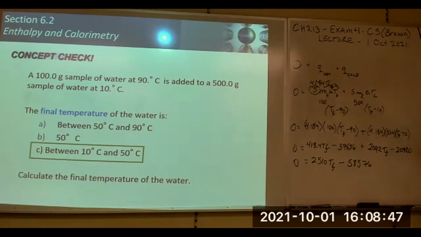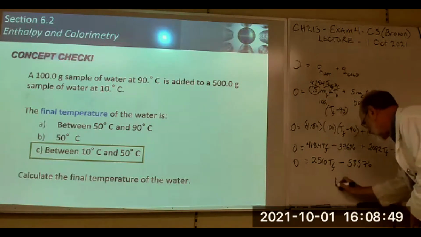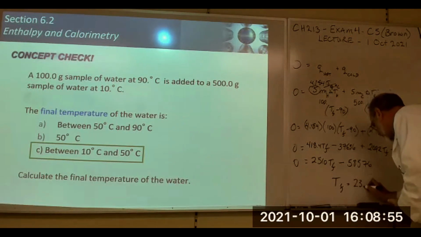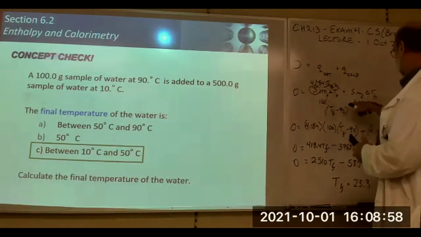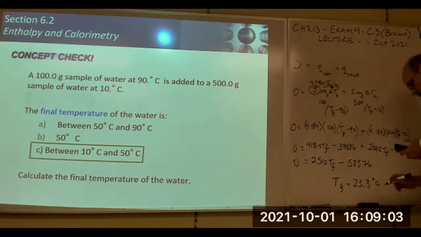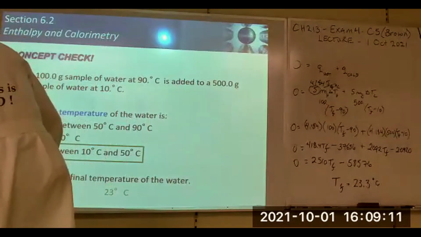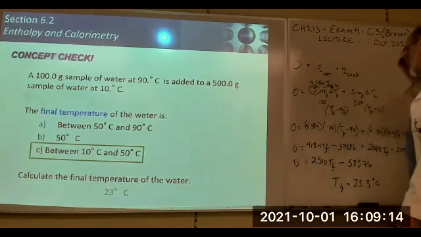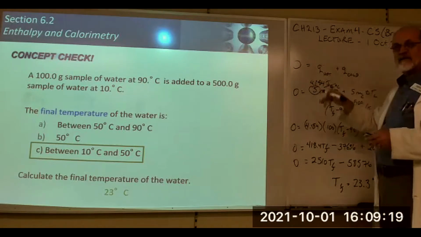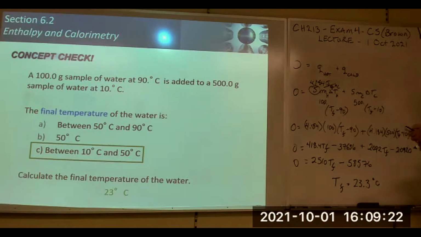And that's rounded off to 23 degrees. TF equals 23.3. 23 is the answer, three significant figures, that's okay. 23.3 C. There it is. So it seems like a lot of work, but it's really simple. Once you understand it, it's just algebra. It's all equal to 0. That's literally the same kind of algebra we're doing.